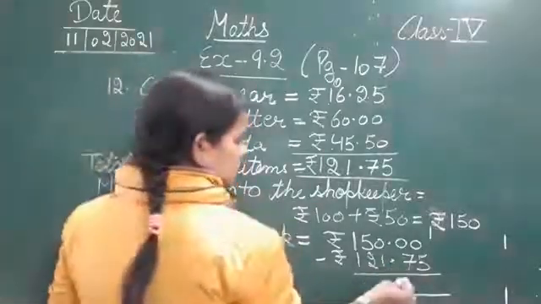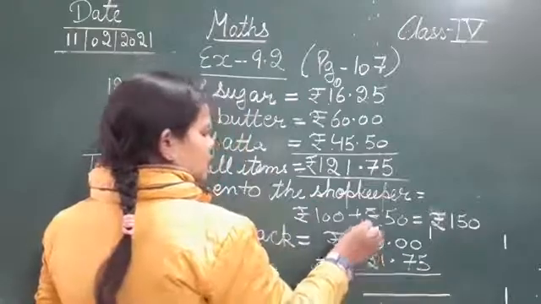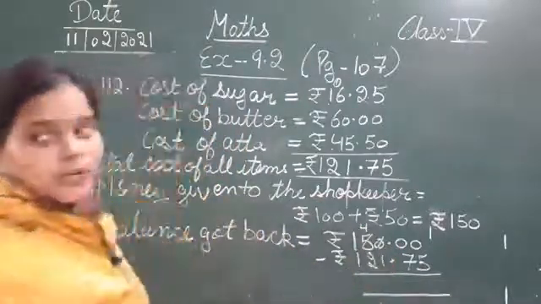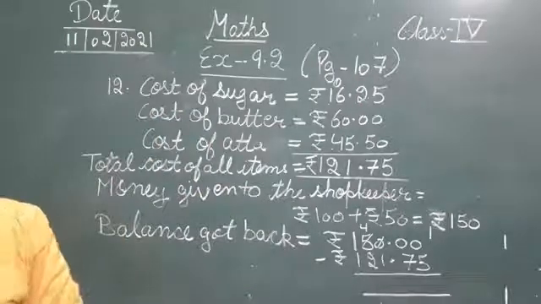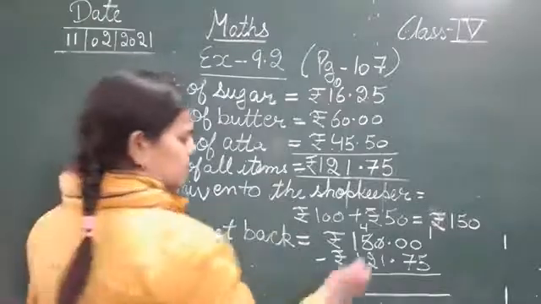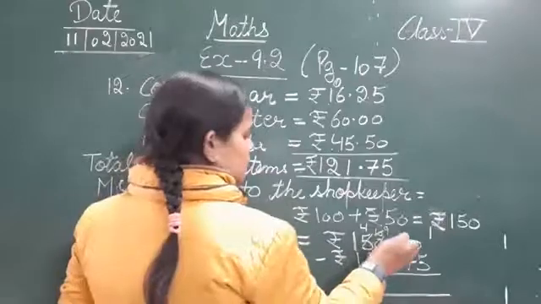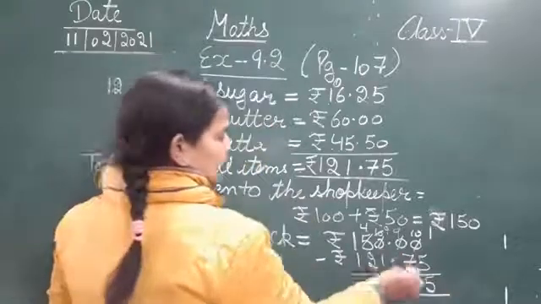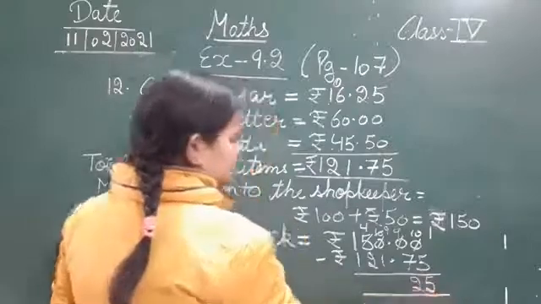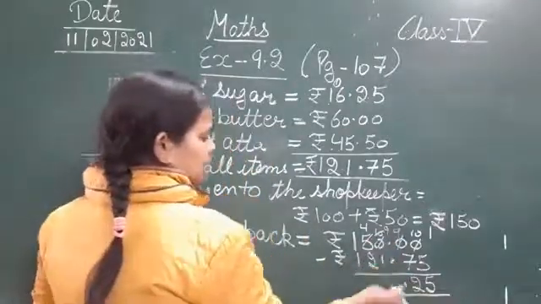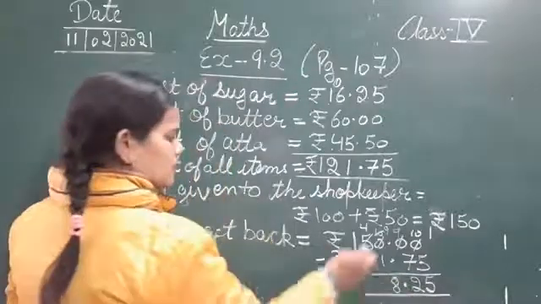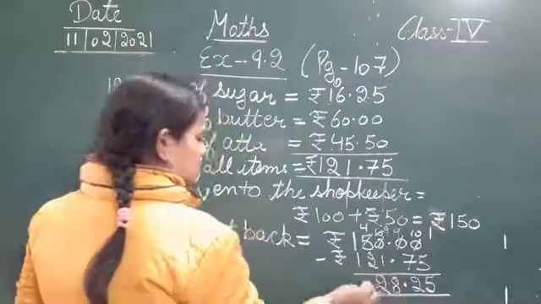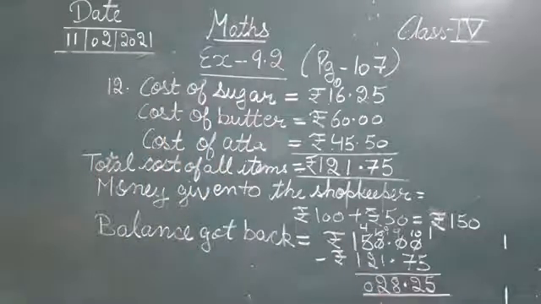0 minus 5 is not possible, so we borrow from the next digit. It will become 4. It is the simple subtraction that you have been doing from the very first class. So 4 becomes 9 and 0 becomes 10. So 10 minus 5, 5, 9 minus 7, 2, next 9 minus 1, that is 8, 4 minus 2 is 2, 1 minus 1 is 0. So the balance he got back is 28 rupees and 25 paise.